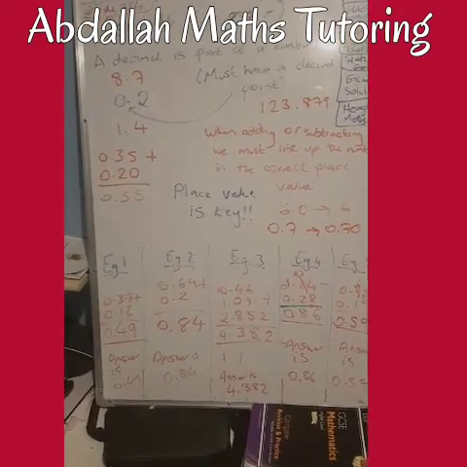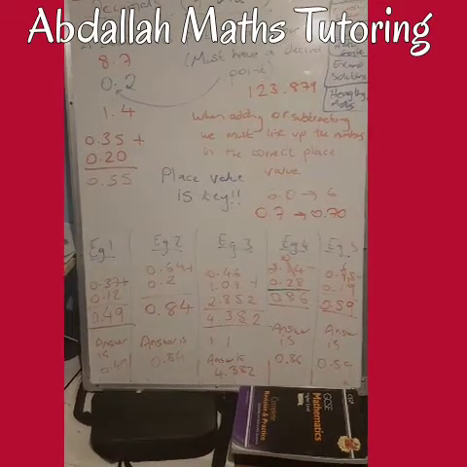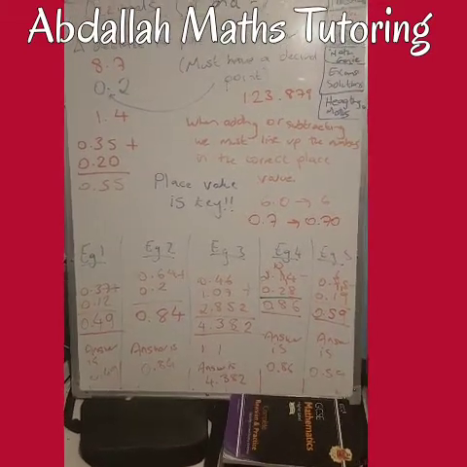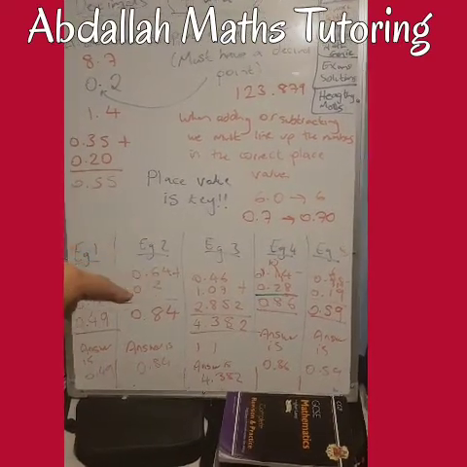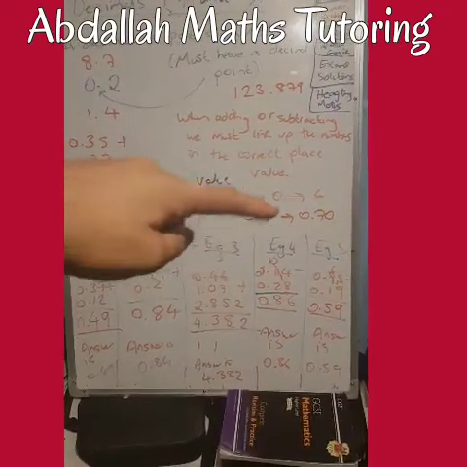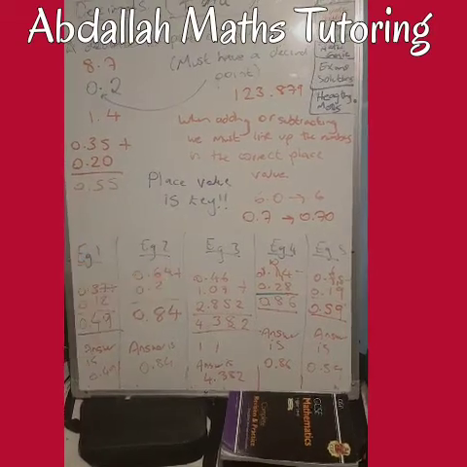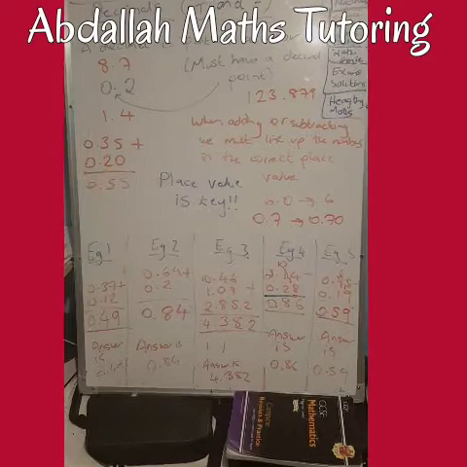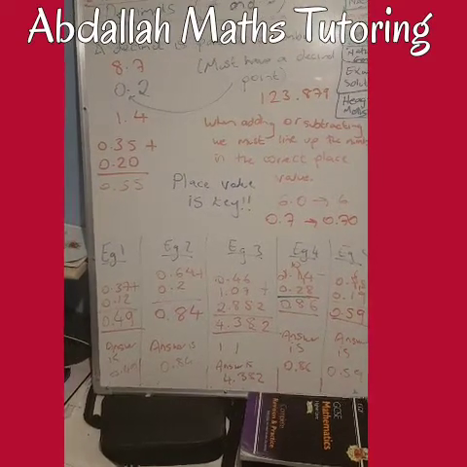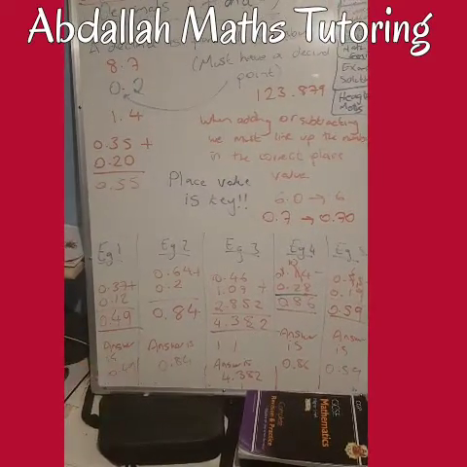Example 2, guys, 0.64 plus 0.2. On here, I've got a gap. Remember what I said, if it has a gap here, I can just put an imaginary 0 there. So 4 plus 0 would be 4, 6 plus 2 is 8, 0 plus 0 is going to be 0. So the answer is 0.84.